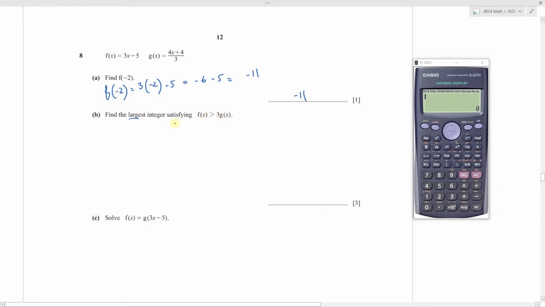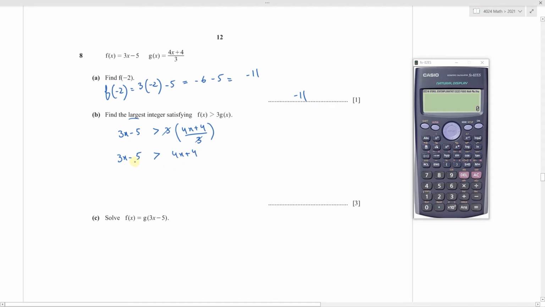Find the largest integer satisfying f of x greater than 3 times g of x. So let's substitute the values in this inequality. F of x is 3x minus 5. This is greater than 3 times g of x. G of x is 4x plus 4 over 3. So we can cancel this 3 with this 3. So you're left with 3x minus 5 is greater than 4x plus 4.